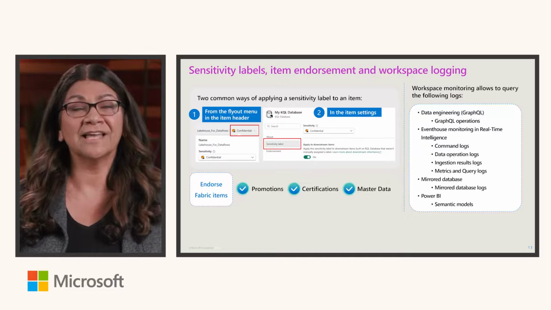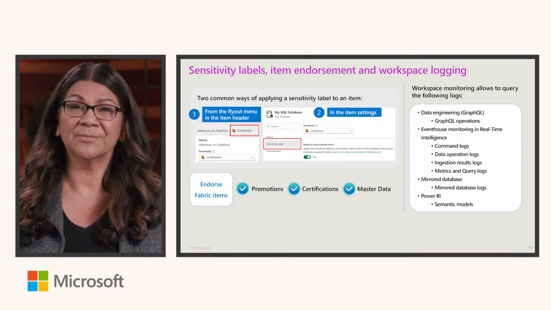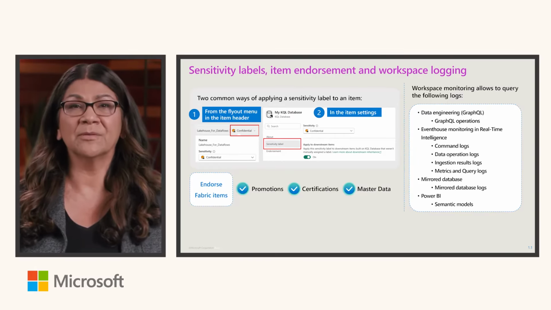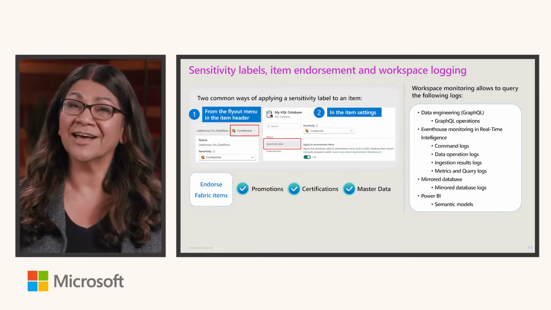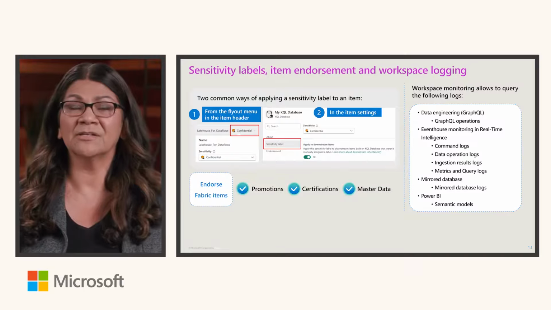Sensitivity labels protect data and help meet compliance, but you need the right license and permissions to apply them. Label items from the menu or settings. If you can't, it's likely a permissions issue. For endorsement, only authorized reviewers can certify or assign master data badges. Know the roles and how to request endorsement.